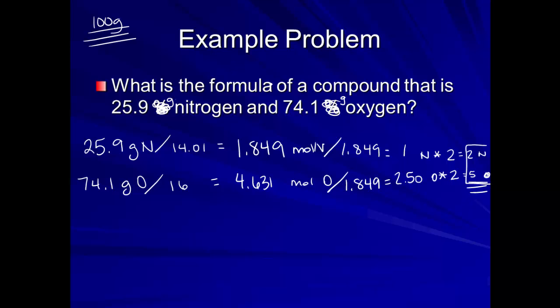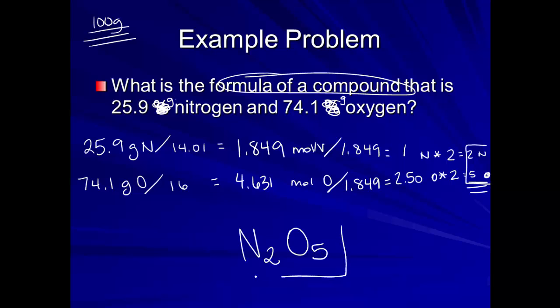The question was, what is the formula of a compound? So the answer is you need to put that into a chemical formula. So N2O5, 2 nitrogen atoms and 5 oxygen atoms. So that is your answer.